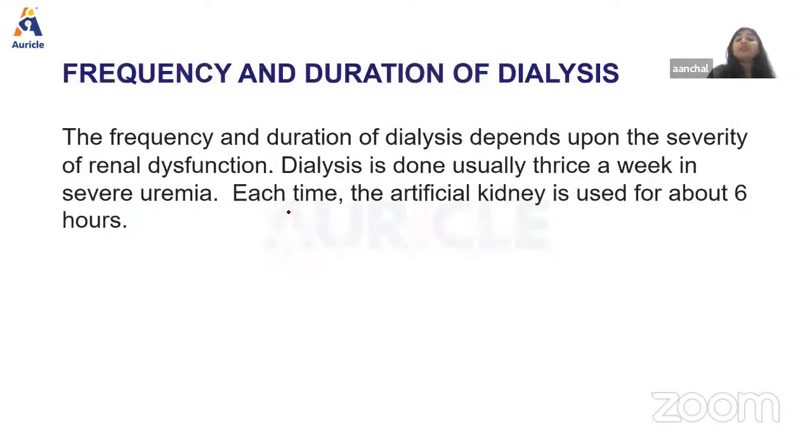Now, what is the frequency and duration of dialysis basically? The frequency of dialysis will always depend upon the stage of renal failure, meaning at which stage of renal failure the patient is. So the frequency and duration of dialysis depend upon the severity of renal dysfunction. Dialysis is done usually thrice a week in severe uremia. So if the person is suffering from severe renal failure, it can be done 3 times in a week. Each time the artificial kidney is used for about 6 hours for the purification of blood.